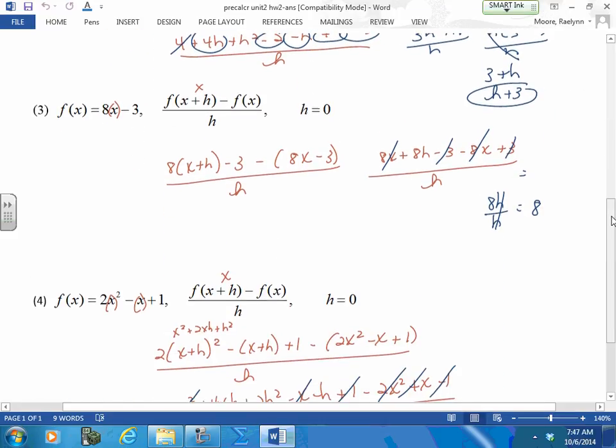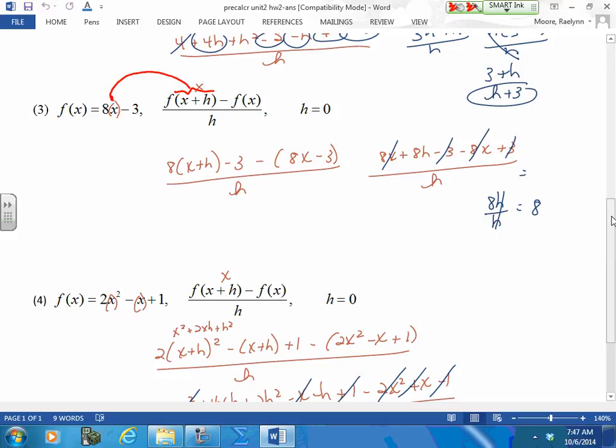This one, again, make this be your x. This is your x. There's your x right there. Replace it. Just rewrite this right here. Minus, there's your minus sign, f at x, which is this, which is that whole thing. Be careful of this negative, because you're not just subtracting the 8x, you're subtracting 8x minus 3. Distribute your negative, collect your like terms, and it becomes 8h over h, and the h's will cancel out.